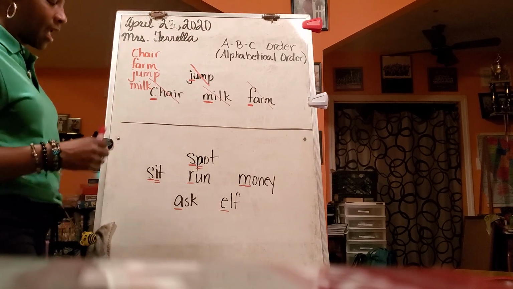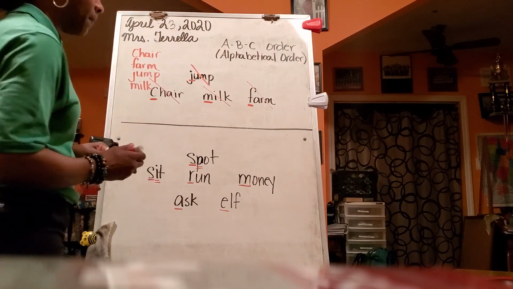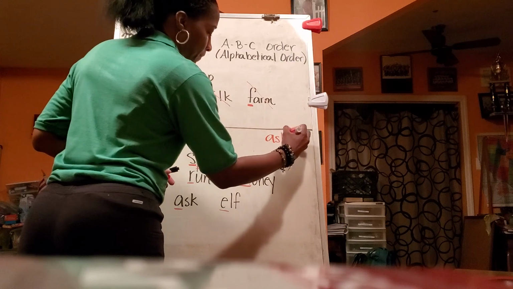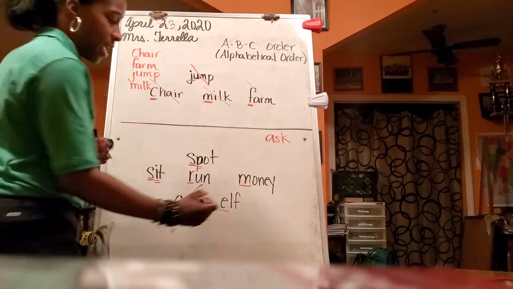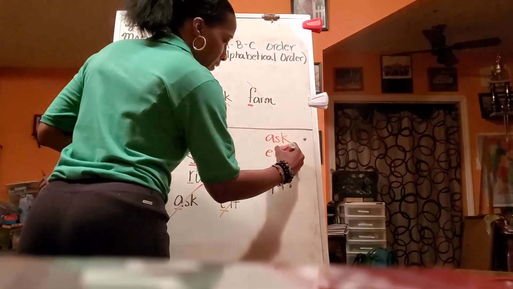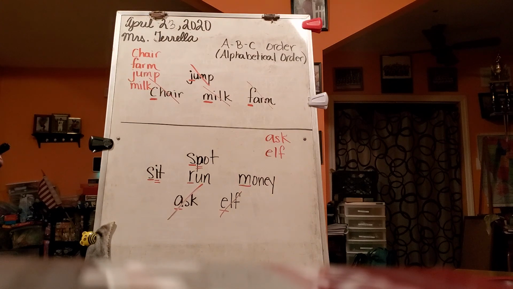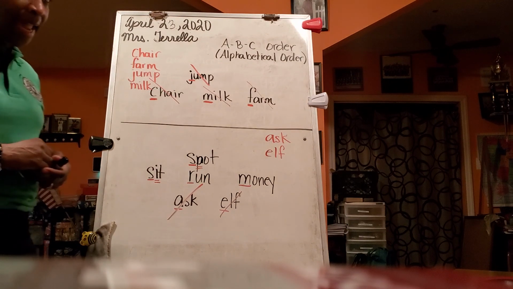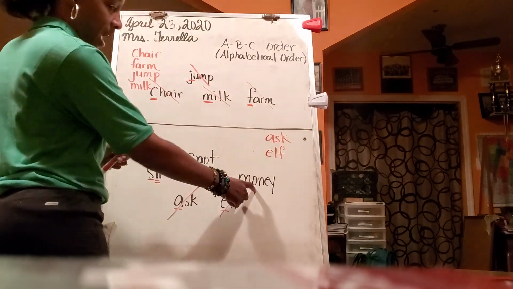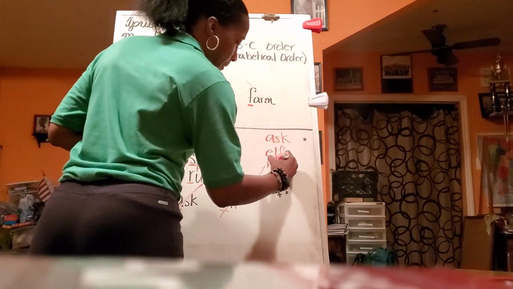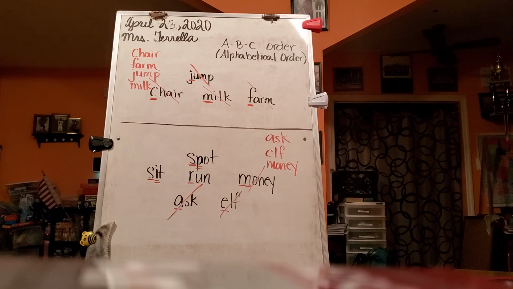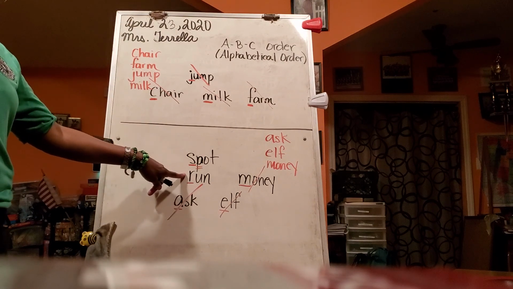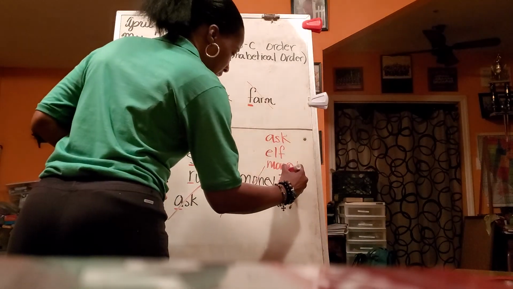So let's say the alphabet. A, oh, I have a word that begins with A. So I'm going to put him first. Ask. Then B, C, D, E. Oh, I have a word that starts with E. He is next. Elf. G, H, I, J, K, L, M. I have a word with M. Money is next. N, O, P, Q, R. I have a word that starts with R. That one is next. Run.